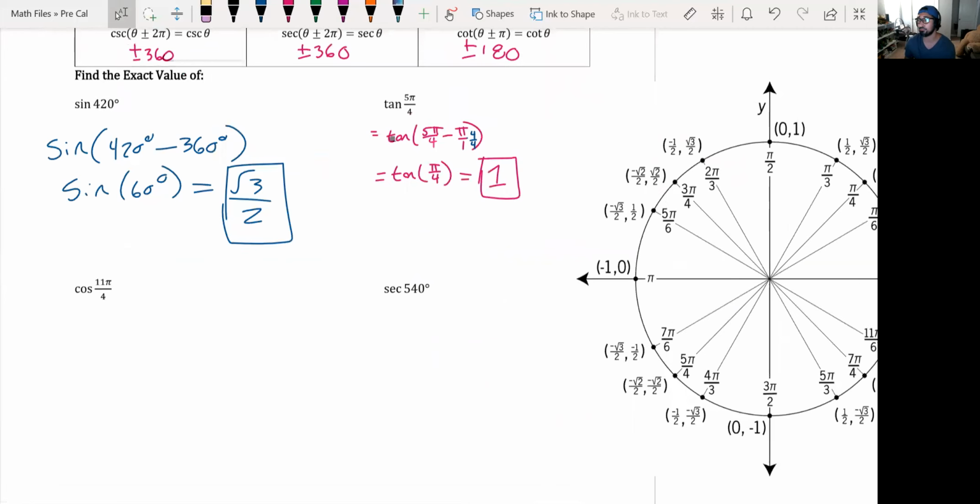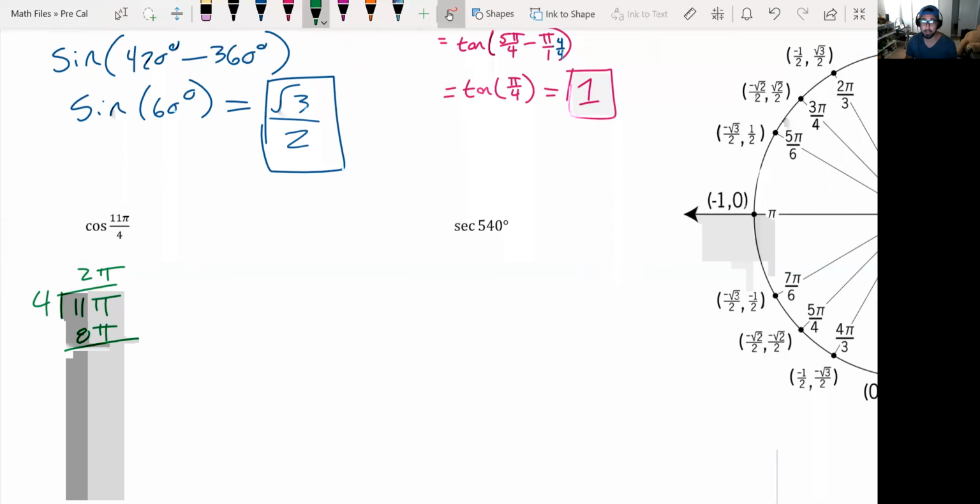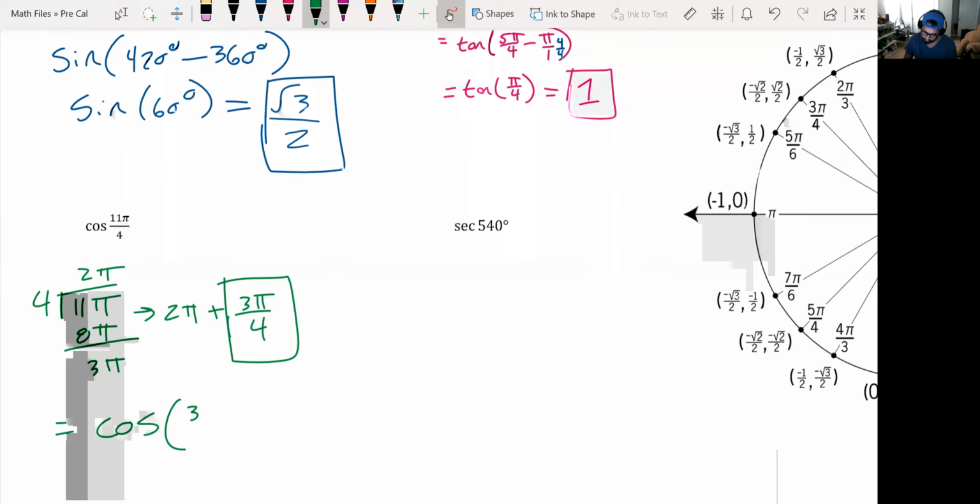Cosine of 11 pi over 4, that is definitely over a revolution. Now remember, I showed you a couple ways to solve this. You can convert it to degrees and subtract 360, or you can count radians, or you can do our lovely little division trick, which is what I'm going to use. So we'll just say 4 goes into 11 pi, 2 pi times. This will give me 8 pi, which leaves 3 pi. So what you're left with is 2 pi plus 3 pi over 4, and this is what we care about. So the cosine of 11 pi over 4 becomes the cosine of 3 pi over 4.